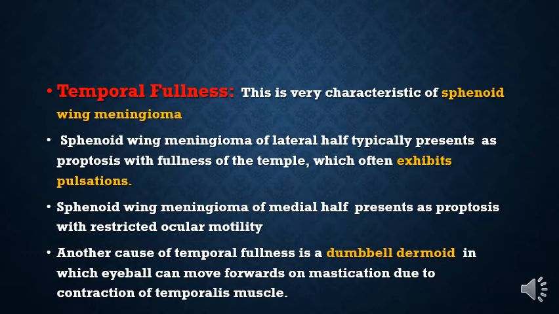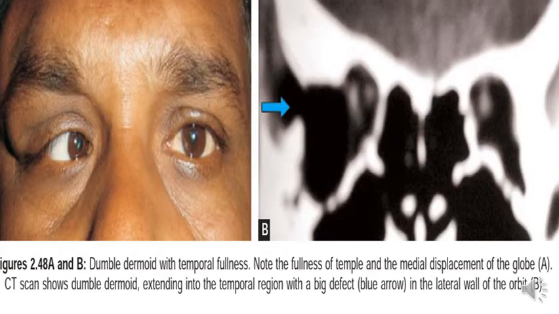of the temporalis muscle. This is a case showing the medial displacement of the globe and fullness of the temple region. So the CT scan shows there is a big defect in the lateral wall of the orbit and there is a dermoid which is extending into the temporal region. So this is a case of dumbbell dermoid in which the globe moves forwards on mastication due to contraction of the temporalis muscle.